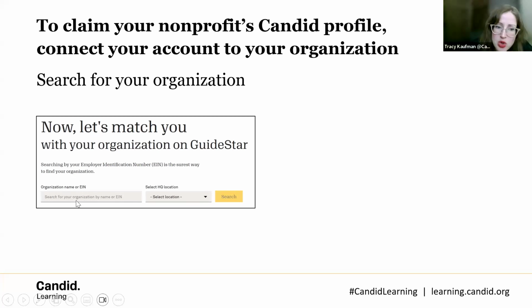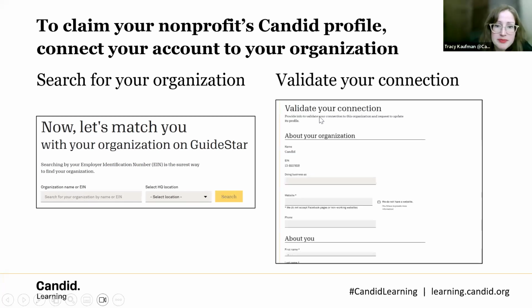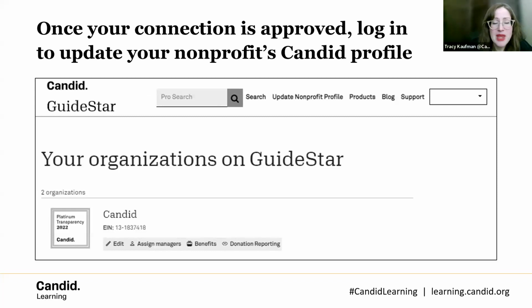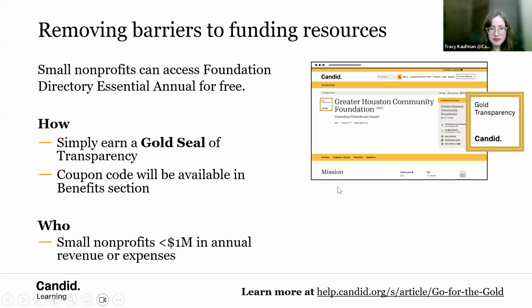Once you've started your profile, search for your nonprofit on GuideStar and validate your connection. They'll just ask you, hey, who are you? Who is your organization? And we will check you out for a minute and make sure that it's really you, that you're really with your nonprofit. Try to use your work email address if you can. At that point, when you're approved, log back into your profile and you can click update nonprofit profile, edit this organization here. And at that point, oh, I already showed this slide.